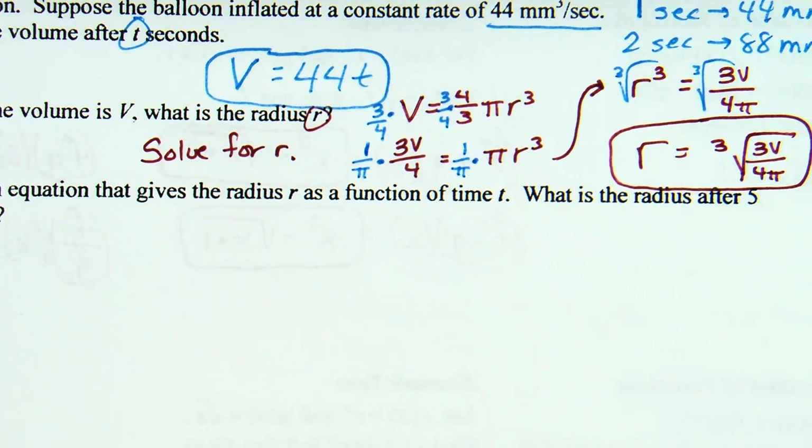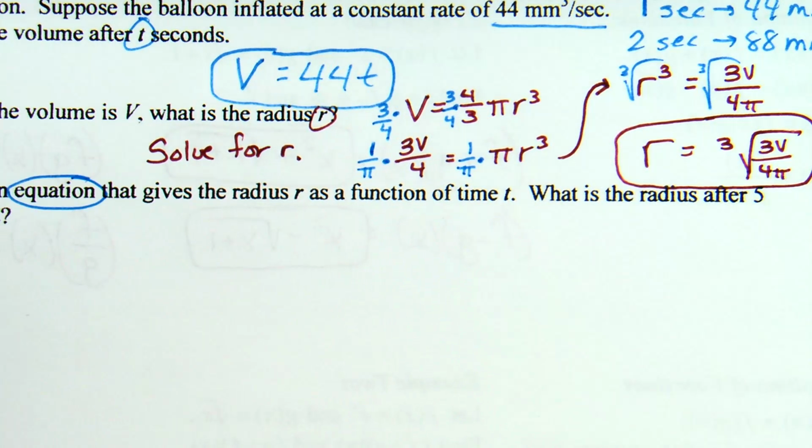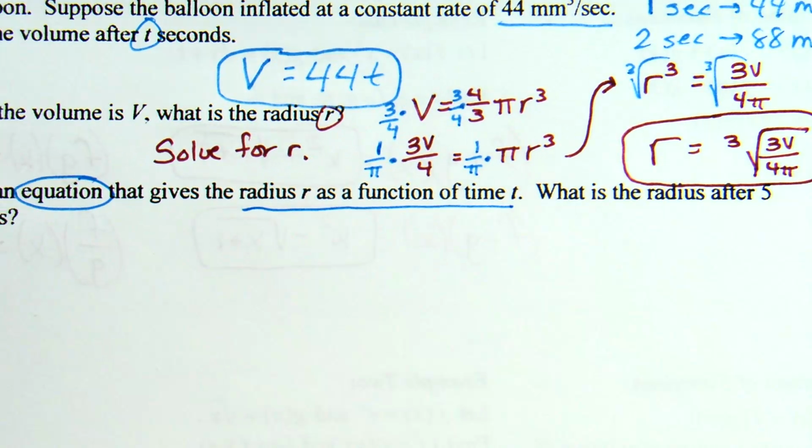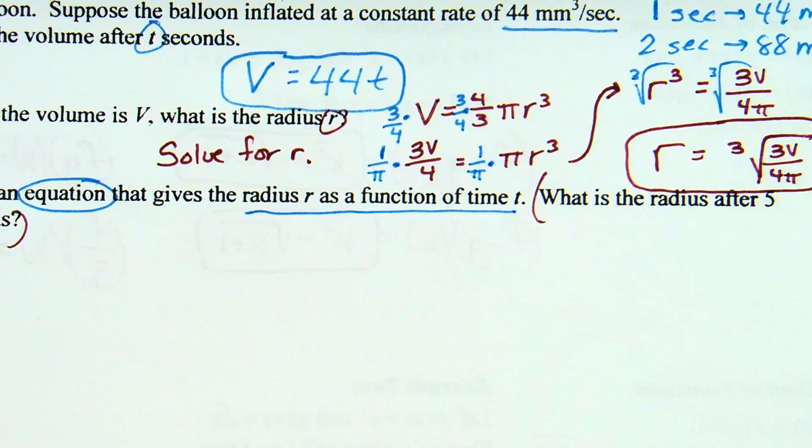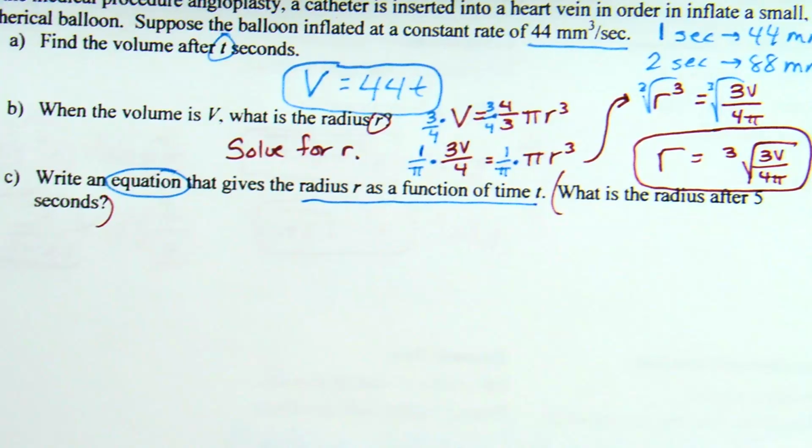Okay, let's try part C. Because part C uses part A and B. Write an equation that gives R as a function of time t. And then, what is the radius after 5 seconds? So hold that thought of what is the radius after 5 seconds. That is for a later point in time. I want to write this equation that gives R as a function of t.